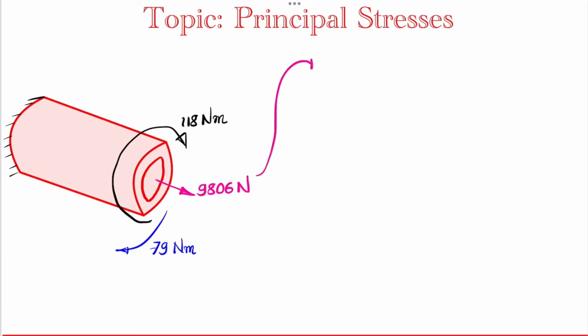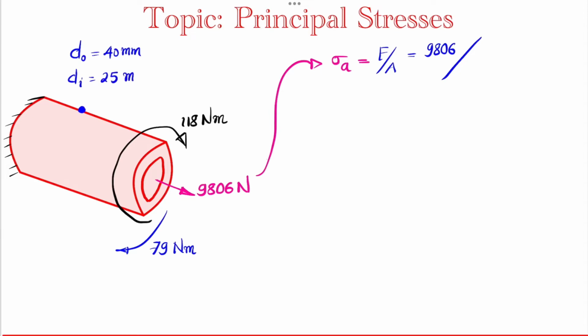So this creates an axial normal stress sigma A, which is, if I am taking this as the critical point, this is our critical point, or the critically loaded point is located at this one, and at that position sigma A value is equal to force by area. This force is 9806 Newton divided by area. Here we are having an outer diameter of 40 mm and an inner diameter of 25 mm. So we have to evaluate the area based on that.